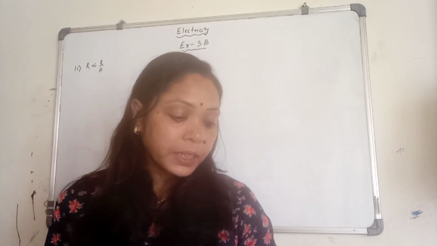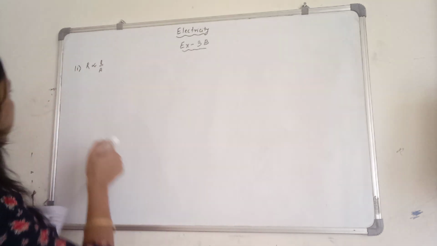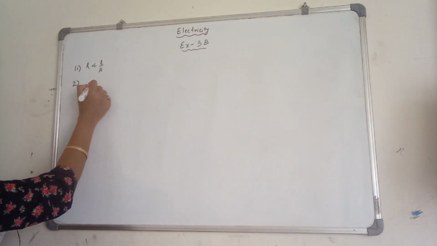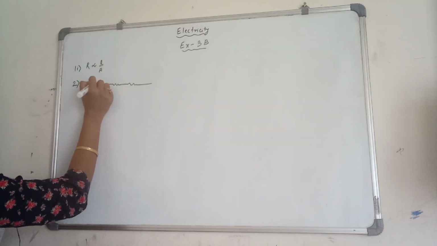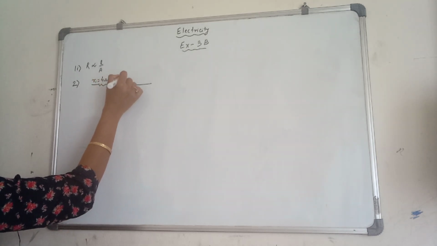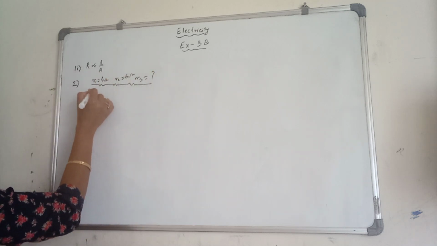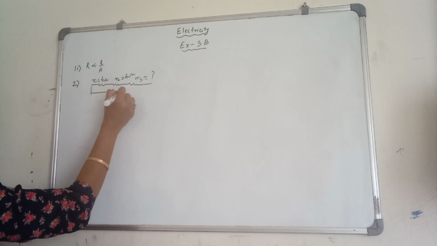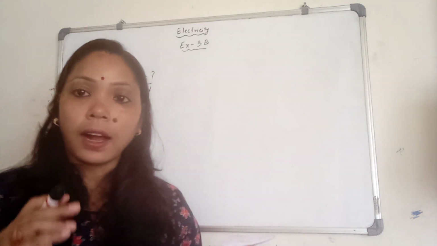Number 2, the magnitude of the resistance R3 in the circuit. So in question number 2, one circuit is given. In this circuit, your R1 is given as 4 ohm, R2 is given as 6 ohm, R3 you have to find, and the total resistance of this circuit is given as 20 ohm. So in this question you have to find R3.